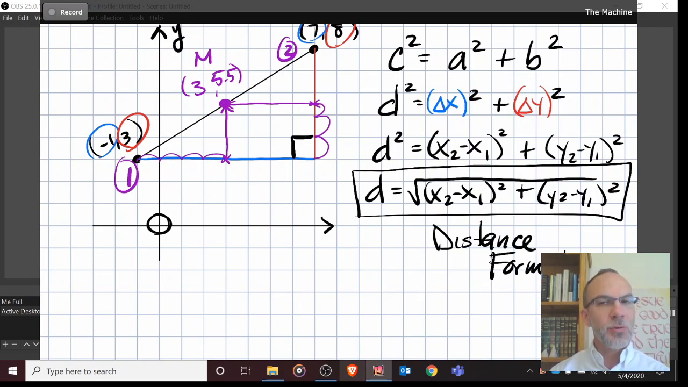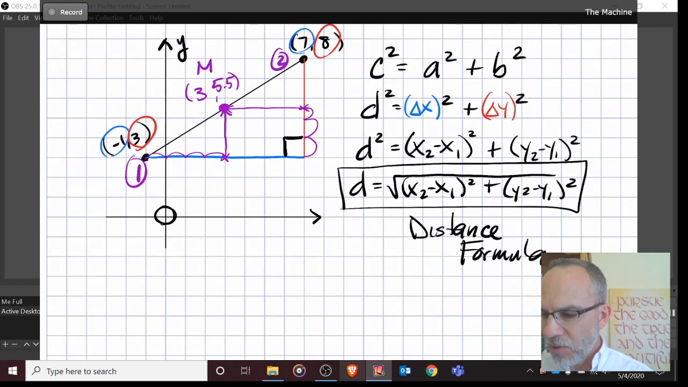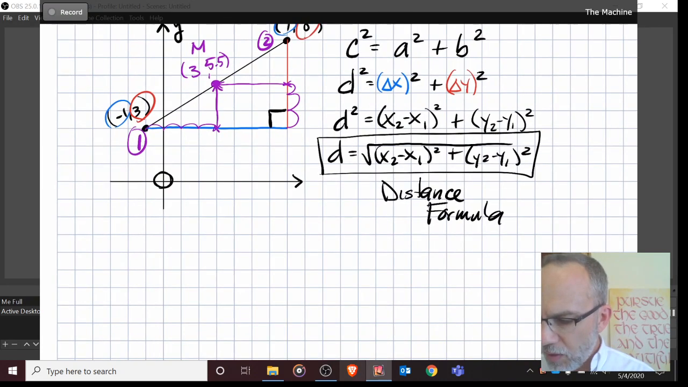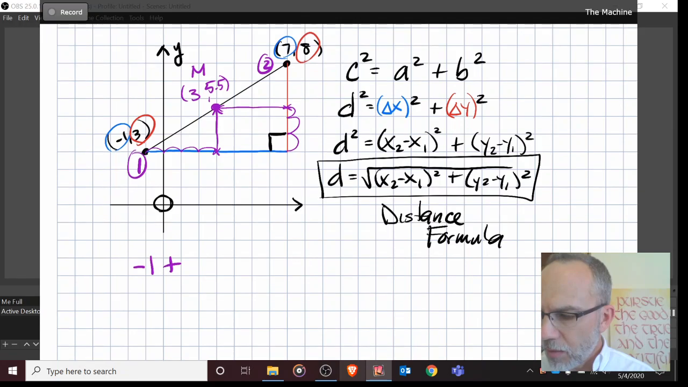Can you average two things together? Well, sure, just add them together, divide by 2, right? So let's add the x values together and divide by 2. What was the x value over there on point one, the first point? That would be -1. That's the first x value. What's the second x value? 7. Add it together, and then divide that by 2.